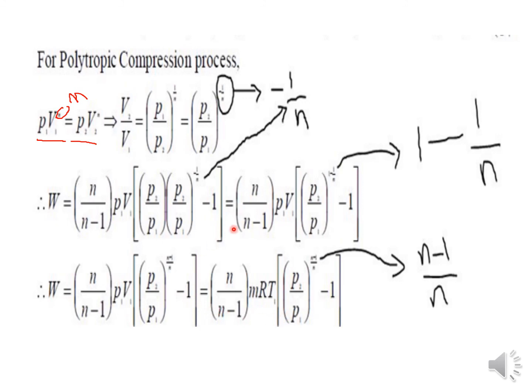So you just go step by step. First step is substitute this term here, and this term will become like this. This P1 V1 he has changed to MRT1, and this 1 minus 1 by n is simplified as n minus 1 divided by n. So this is the polytropic process, a simplified version.